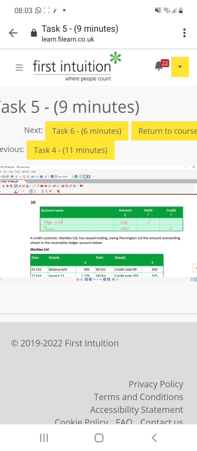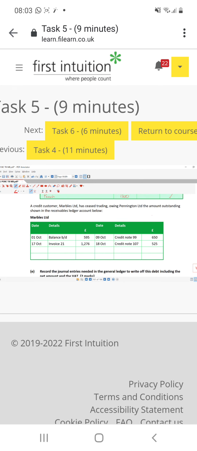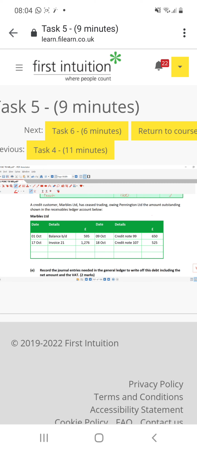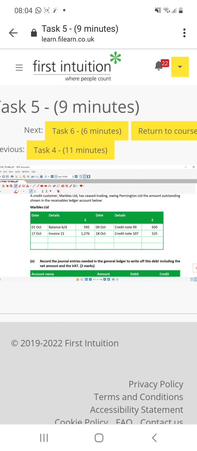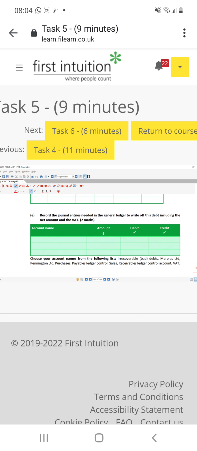Now, what we are told next is that a credit customer, Marbles Limited, has ceased trading, owing Pennington the amount outstanding shown in the receivables ledger. What they want us to do, therefore, is record the journal entries needed in the general ledger to write off this debt, including the net amount and the VAT.